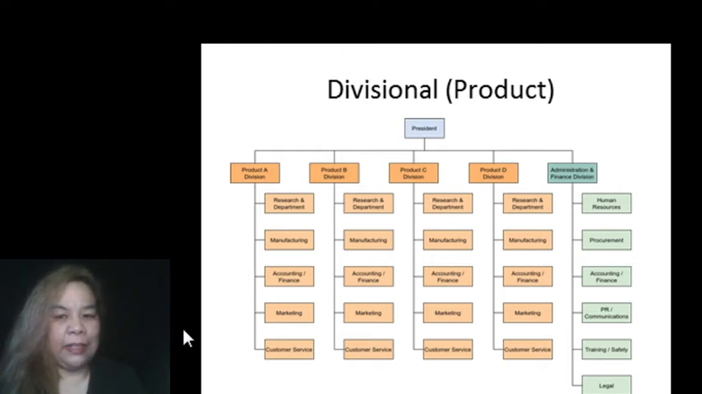For example, you see there, product A, okay, the division in charge of product A has its own research and development group, manufacturing, accounting and finance, marketing, and also customer service. And this is the same for other products produced by the company.